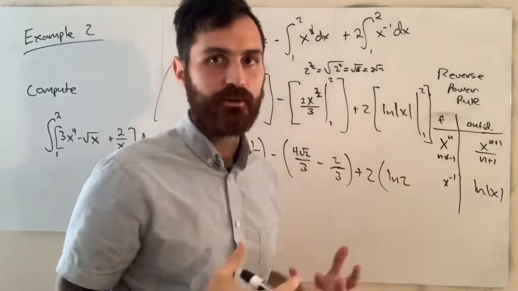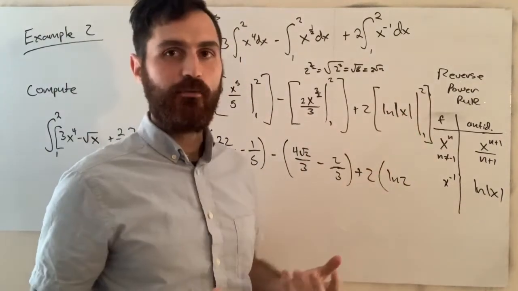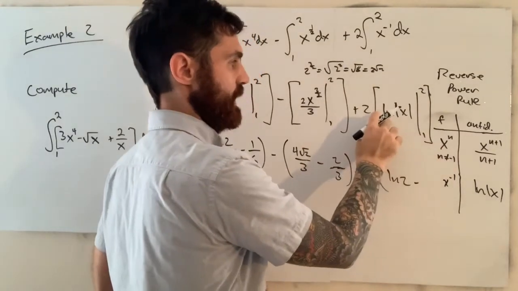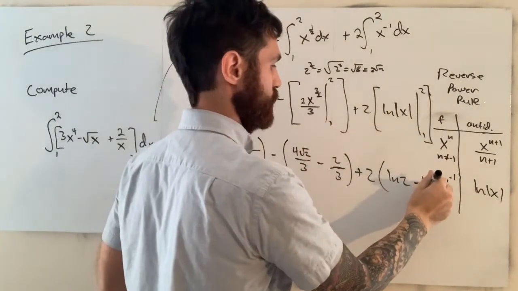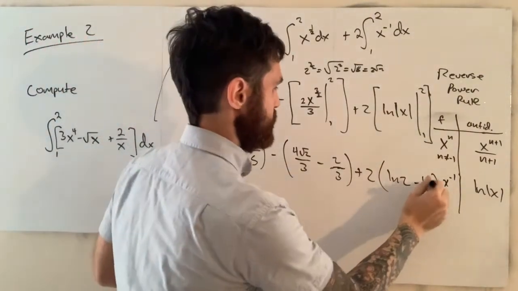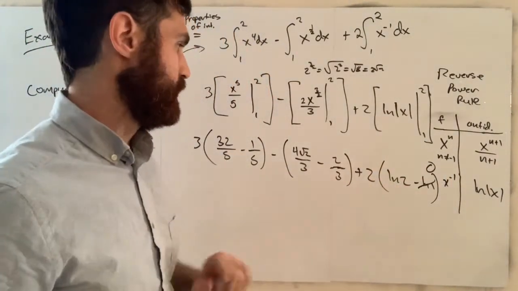Notice I dropped the absolute value. That's because the absolute value of 2 is 2. Minus natural log of absolute value of 1, natural log of 1. Well, what's natural log of 1? That's just 0. So that simplifies that.